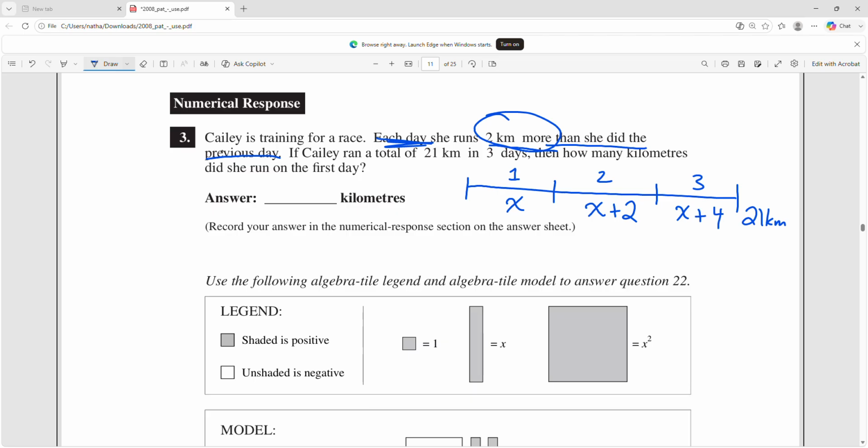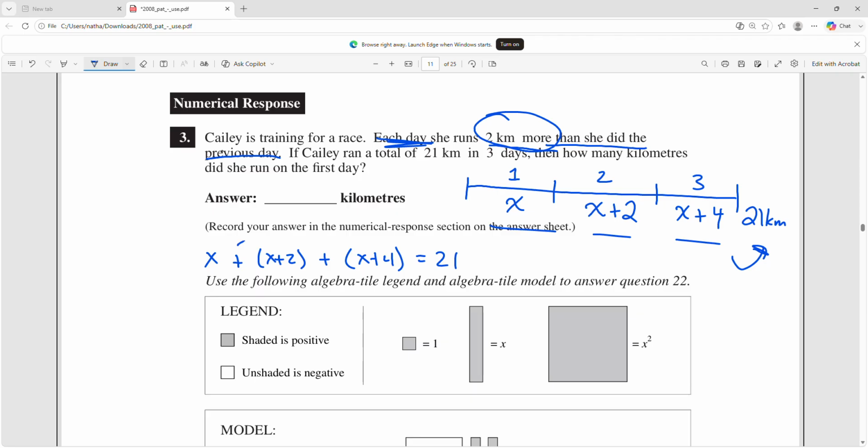Does that make sense? So she ran X kilometers on the first day. She ran that same amount plus 2 more. Then she ran X plus 2 plus 2. We add the 2's together and we have 4, 2 more than the day before. So the total of all of these days of running, day 1 and day 2 and day 3, will all total 21 kilometers. So if we add all of that up, X plus 2 plus X plus 4 is equal to 21.